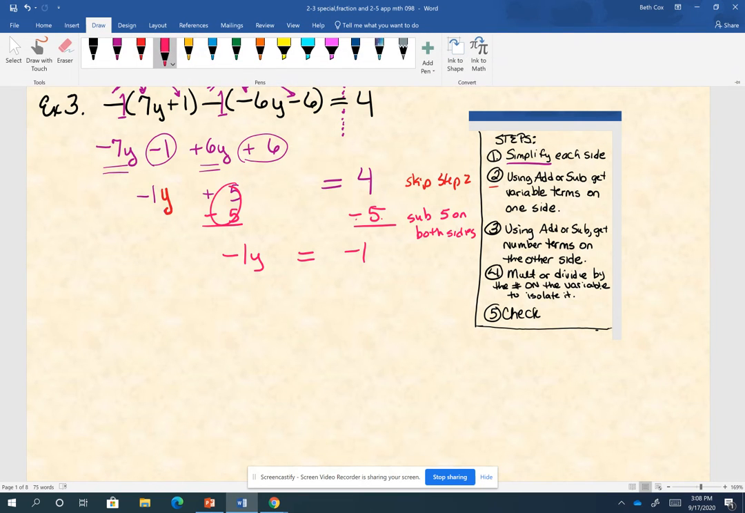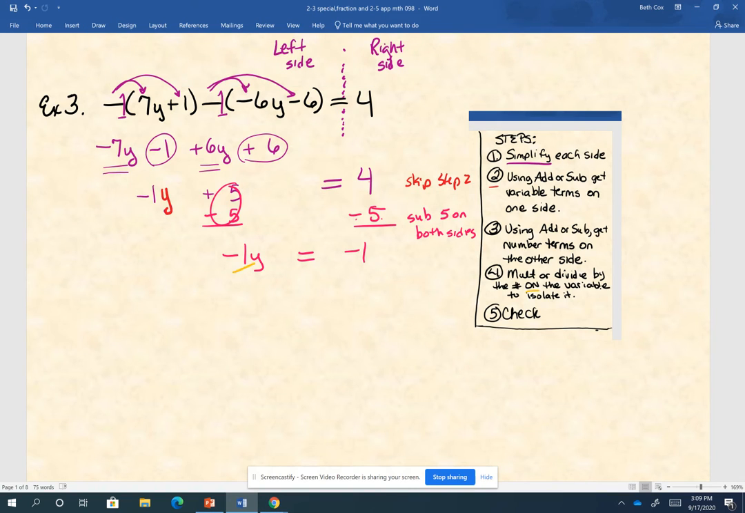Again, now let's try that yellow, see what it does. Now we're going to multiply or divide. This one's going to be a divide by the number that's on the variable. That's a -1. Divide both sides by -1. And that's going to give me a +1y, or just +y, and a +1 here. And that's my answer. And I can check it if I want to, but I want to move on to the next problem.